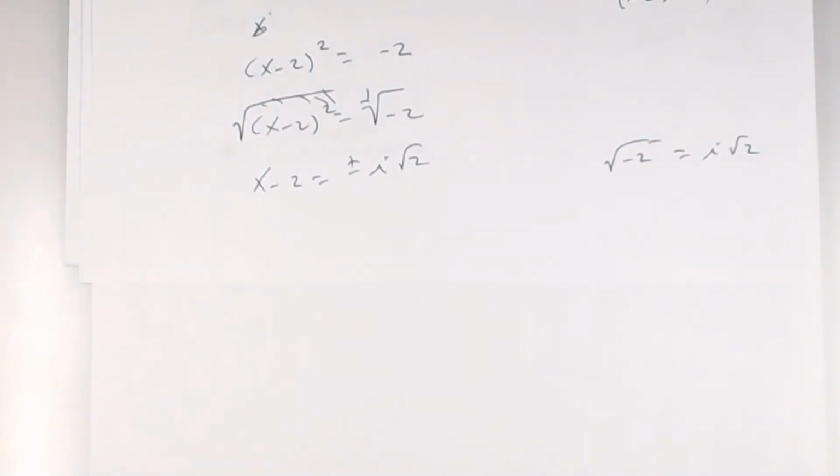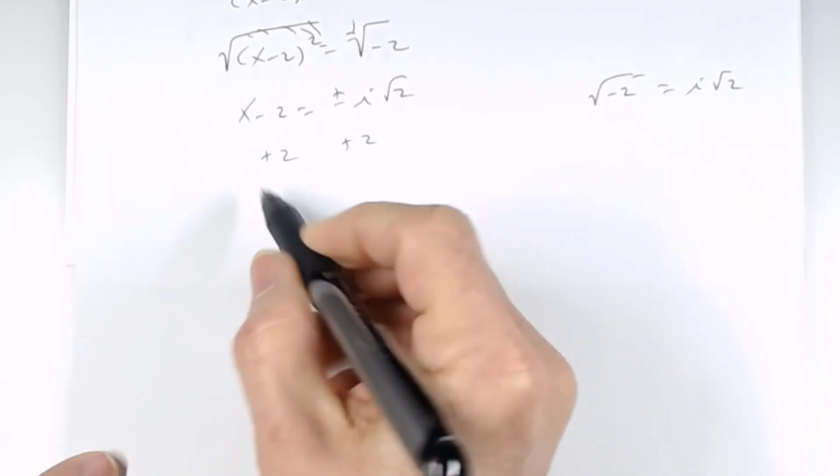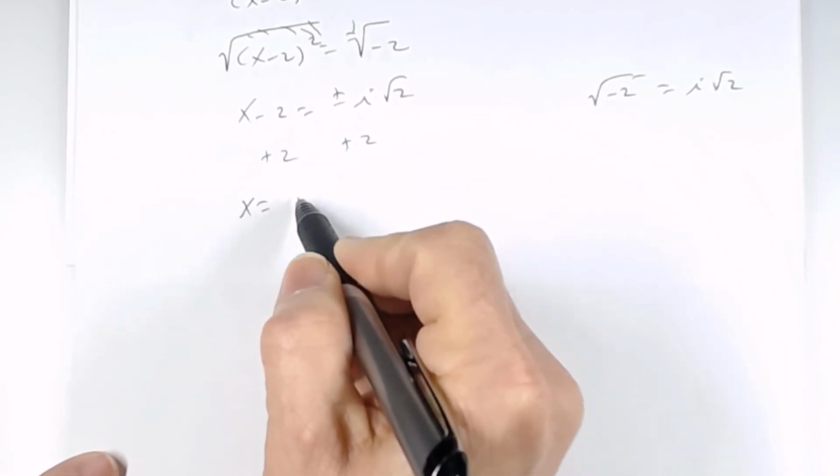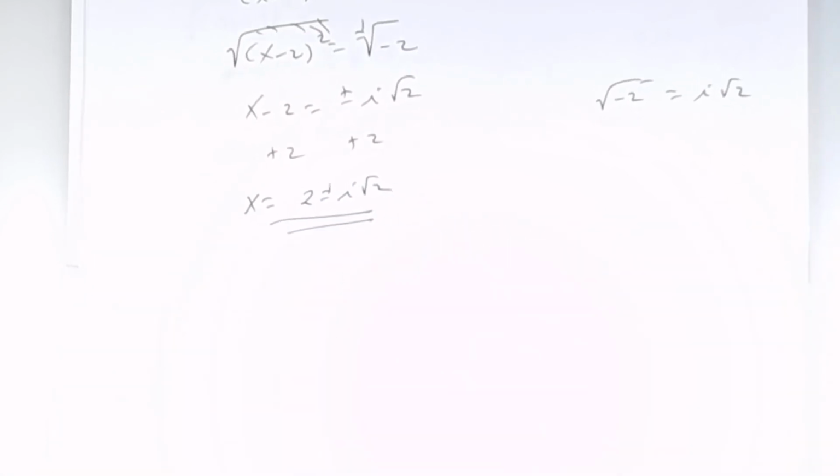One more step and you're done. What's the next step? Add 2 to both sides. So x equal, what's the answer? 2 plus or minus i square root of 2. Okay.